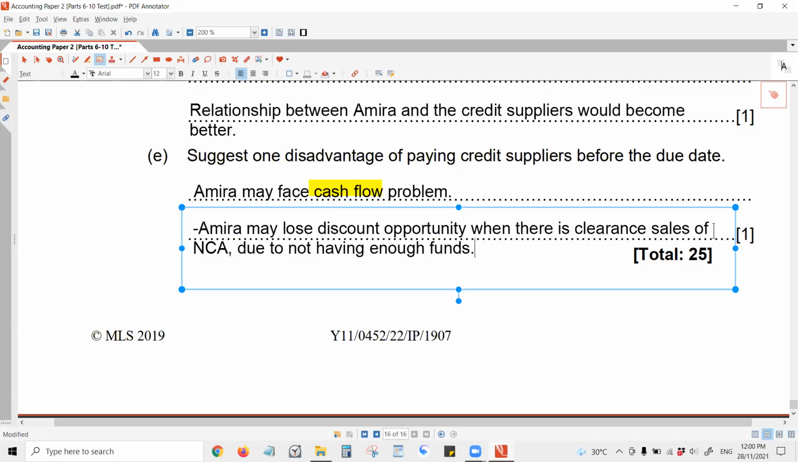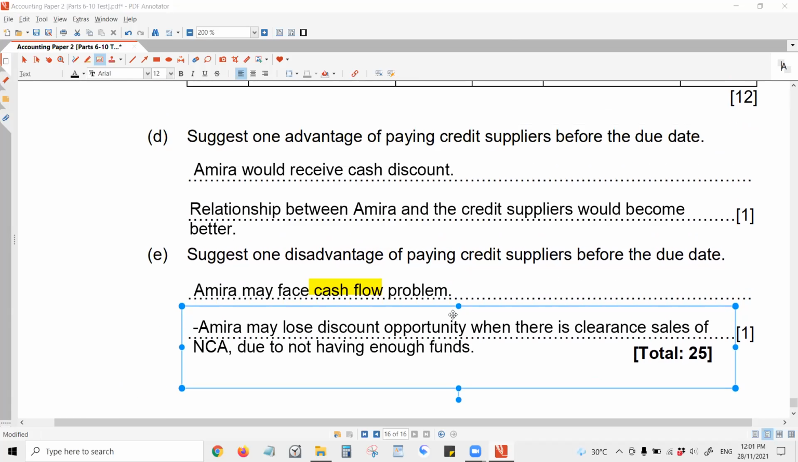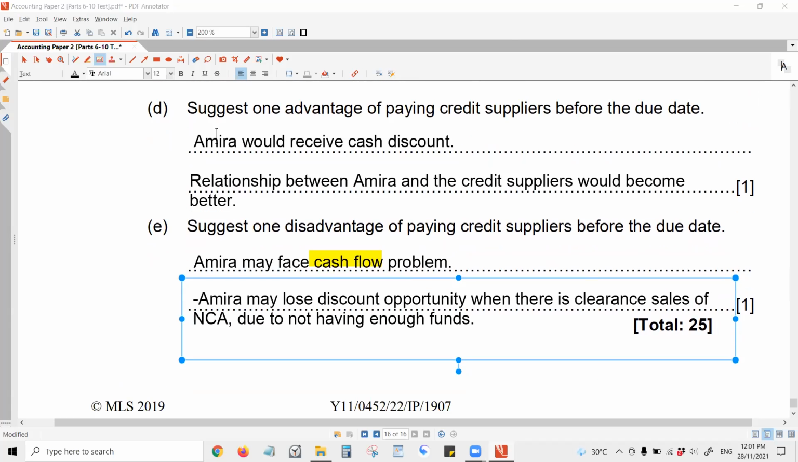Okay, so clearance sales. Let's say there's somebody who is selling NCA, and they are doing clearance sales, but you don't have enough money because you have used the money to pay for the supplier. So you lose the discount opportunity. Okay, you don't get the chance to buy.